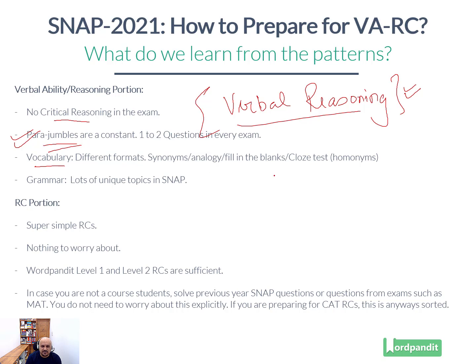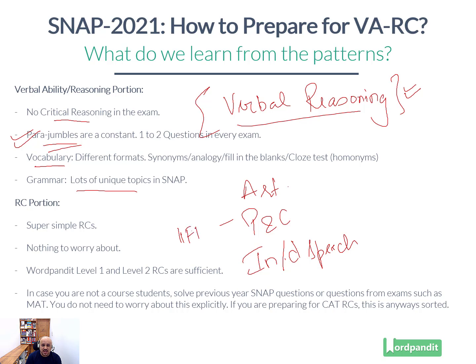Vocabulary, you've got different formats, different kinds of questions: synonyms, antonyms, etymologies, fill in the blanks, close tests, idioms and phrases. You name it, you've got a topic there in vocabulary. Grammar, again, lots of unique topics. We've already covered the 5 topics that you've got to keep in mind. You've got to keep in mind articles, phrases and clauses, direct, indirect speech, phrases and clauses primarily for IIFT. So this is, I'm giving you combined advice for IIFT as well as SNAP.